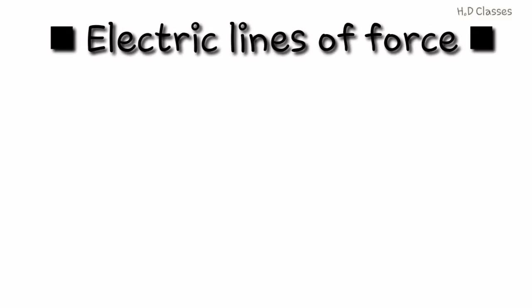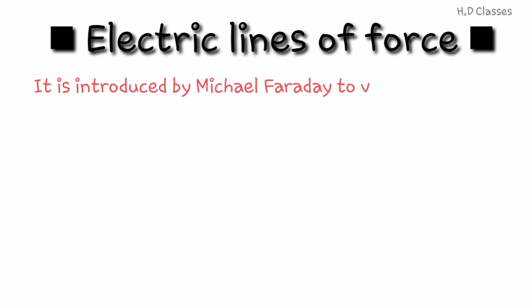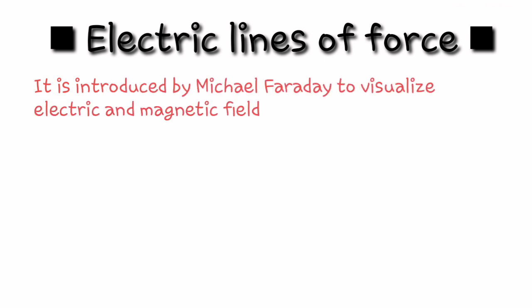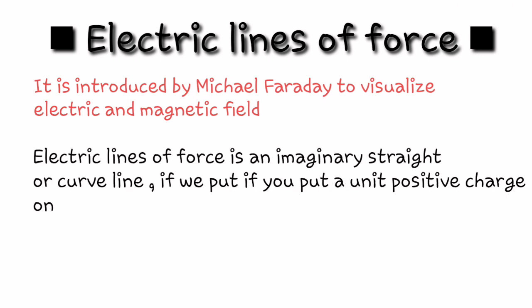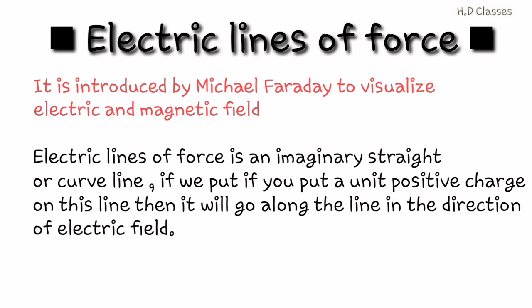Now we are discussing the electric field lines or electric lines of force. It was introduced by Michael Faraday to visualize electric and magnetic effects. Electric lines of force is an imaginary straight or curved line. If we put a unit positive charge on this line, then the charge will go along the line, that is, in the direction of electric field. Clearly, the field line shows the direction of electric field.